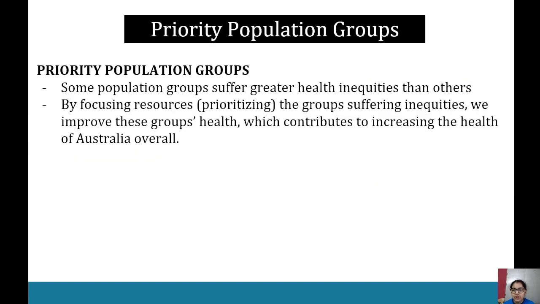Now, priority population groups. So some population groups suffer greater health inequities than others, and we've already touched upon it. Now we'll talk about it. And by focusing resources and prioritizing the groups that are suffering inequities, we improve those groups' health, right? And that obviously contributes to improving Australia's health in general.